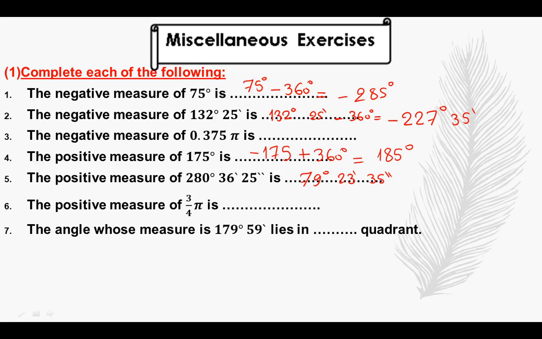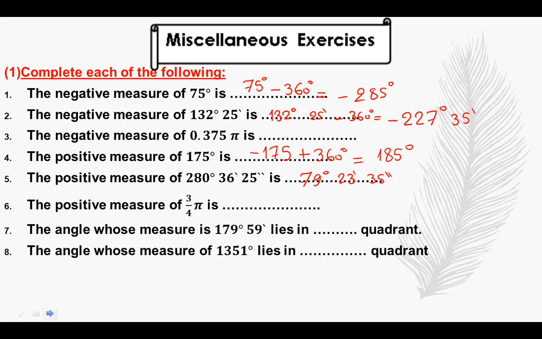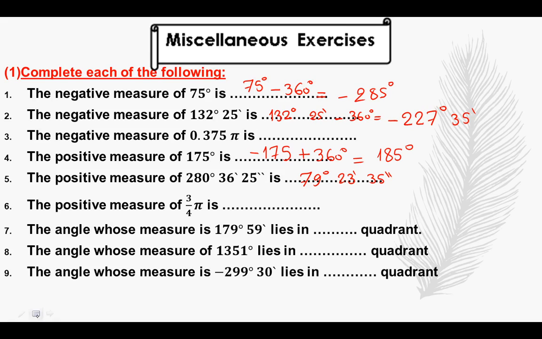Okay, example 7, the angle whose measure is 179 degrees and 59 minutes lies in which quadrant. Okay, here this angle 179 degrees and 59 minutes is bigger than 90 and smaller than 180. It's bigger than 90 and smaller than 180. So it lies in the second quadrant.